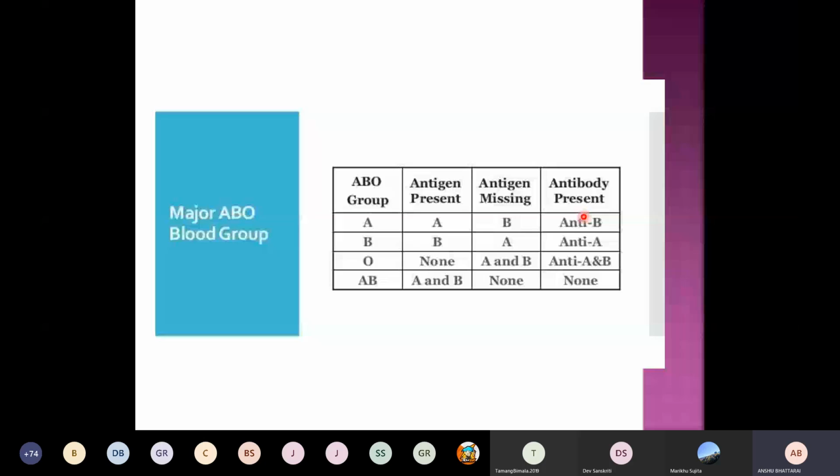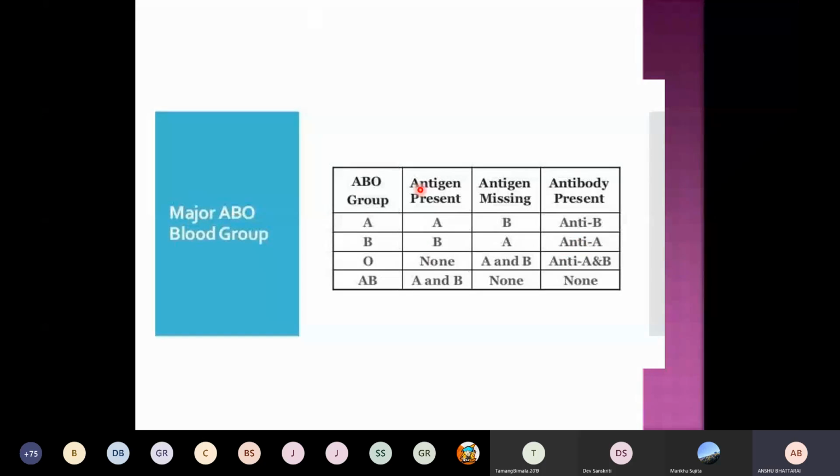According to Landsteiner's law that I mentioned before, if an antigen is present on the person's RBC, then he won't have the corresponding antibody. So he won't have anti-A antibody. If the person has A blood group, he won't have anti-A antibody, he will have anti-B antibody. It's the same if the person has B blood group: the antigen on the surface of his RBC will be B antigen, and the antibody that is present will be anti-A.